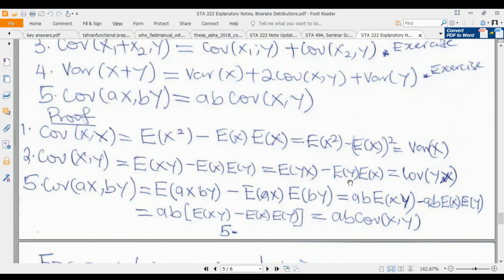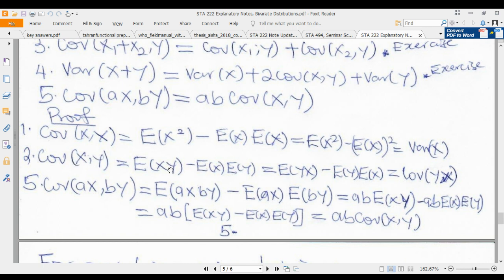Number 1, covariance of x, x is the same thing as the expected value of x squared minus the expected value of x times the expected value of x, using the formula for covariance, which we can see from here is equal to the variance of x. So it's a one line proof. The second one also is a one line.